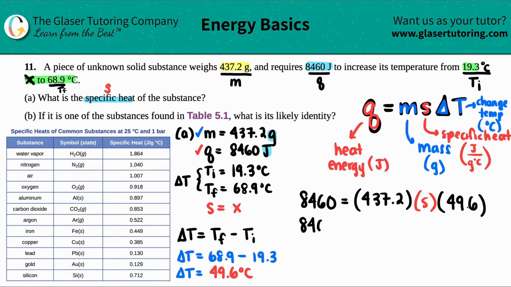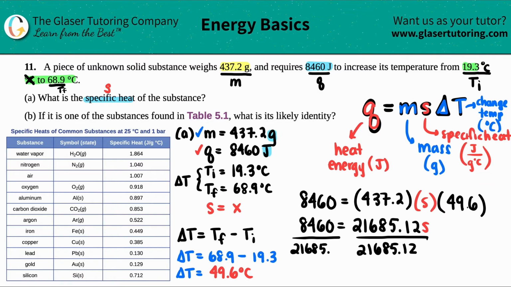Let's just use algebra, right? I'm going to multiply the mass and the delta T, so 437.2 times 49.6. I get a big number, but that's okay. 21,685.12, and that's being multiplied by S. So if I want to get S by itself, I have to do the opposite. So I have to divide by 21685.12, divide by 21685.12. This number cancels, and I'm left with S, or, you know, if you did put it as an X, it doesn't really matter.